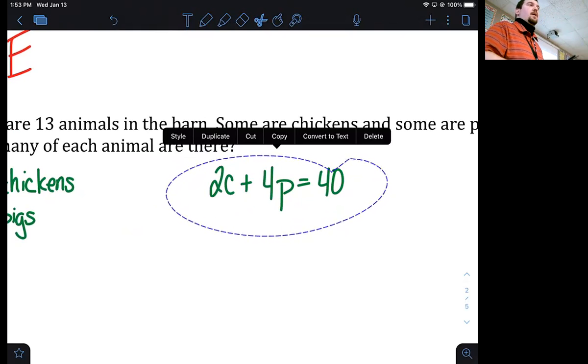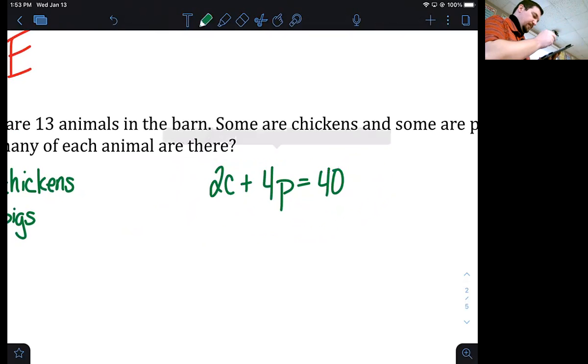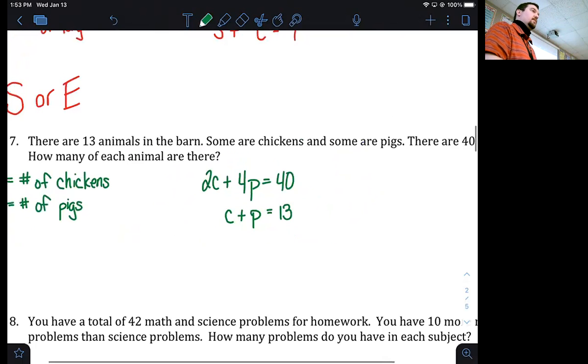Okay, Dylan, what's probably the easiest equation to write here? C plus P equals 13. Correct. The total number, it says in the very first sentence, is 13. So add the chickens, add the pigs, you get 13.